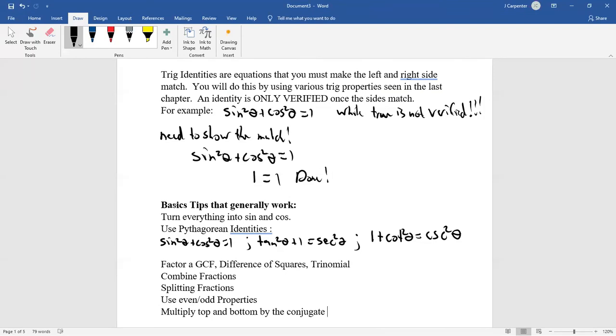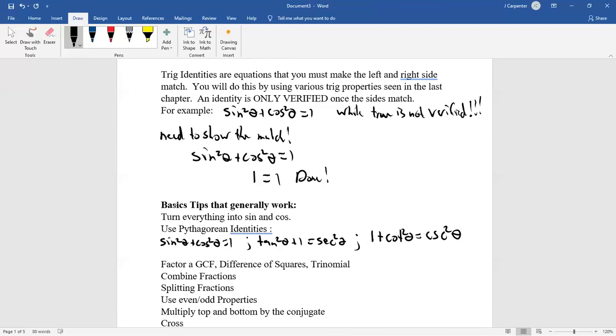So by the conjugate. You should have practiced that technique over and over in Pre-Calc 1 when you had something like 1 over 3 plus 5i. You multiply top and bottom by the conjugate of the bottom, which would be 3 minus 5i.